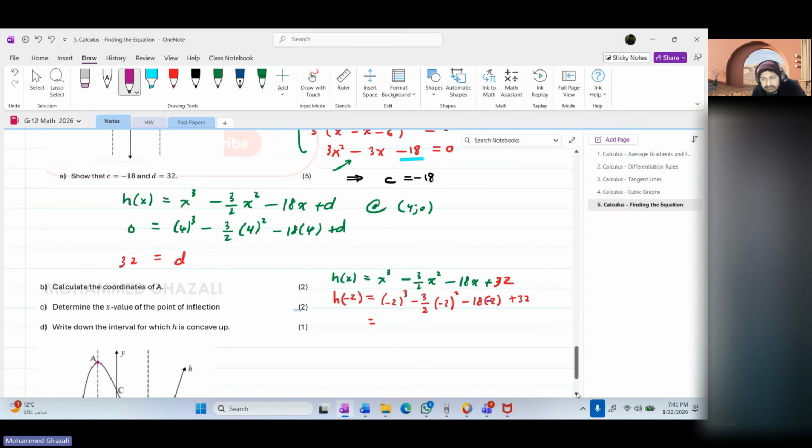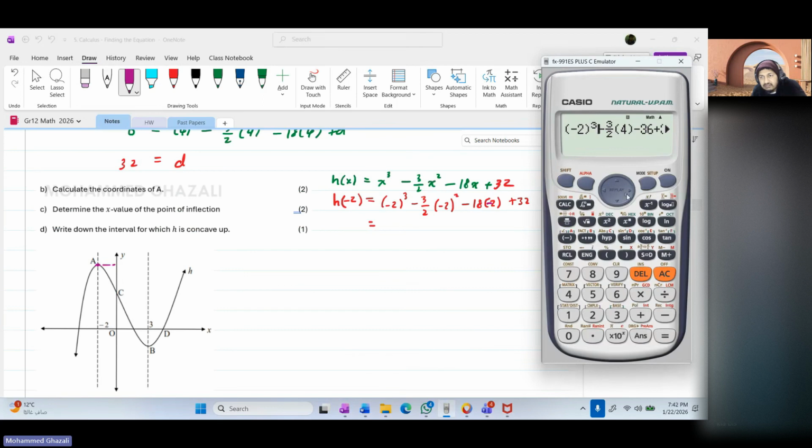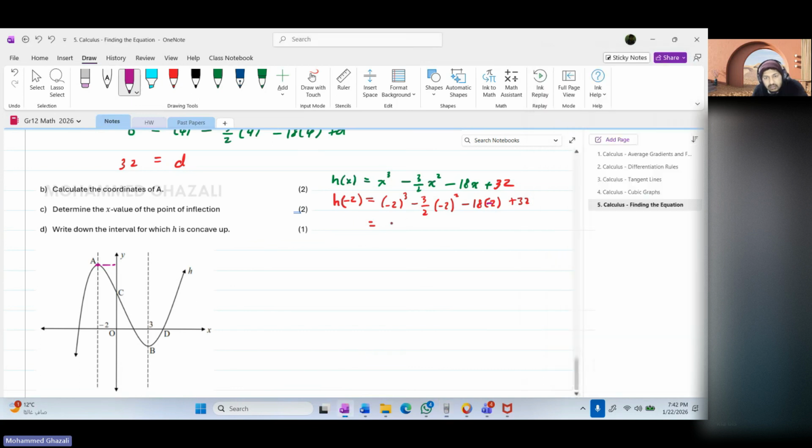You can see why I'm finding an error, because obviously this is sitting above on the positive y-axis. That's why I can't get negative. It's supposed to be plus 36 here. Make sure how you're substituting plus 36, all right? So I've got 54. So this here is equal to 54. So the coordinates of A is -2 and 54. Right, so that's done. Let's look at part C.